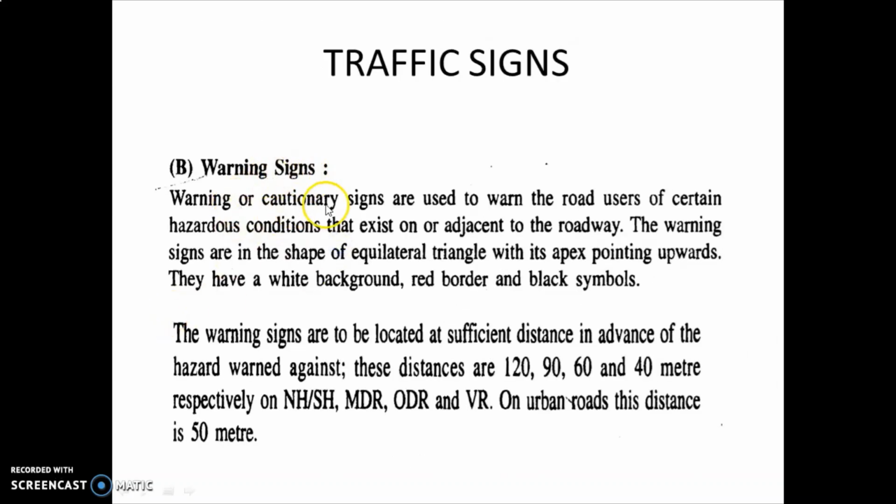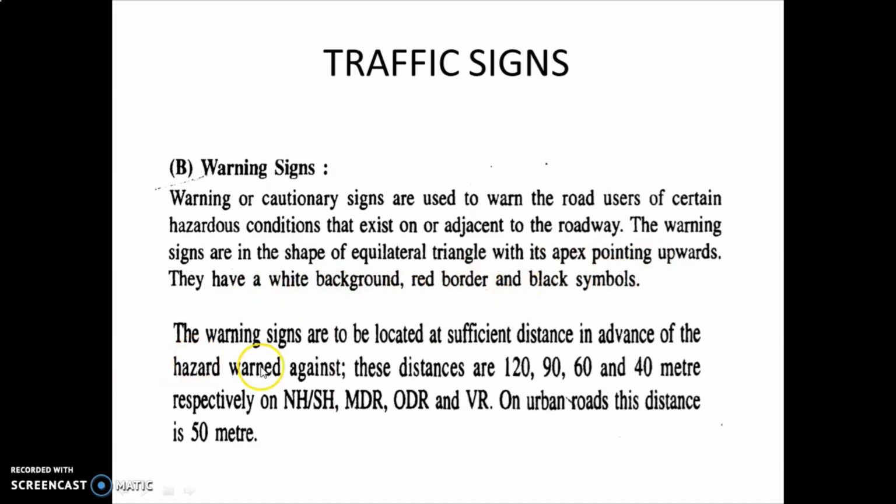Warning or cautionary signs are used to warn the road user of certain hazardous conditions that exist on or adjacent to the roadway. The warning signs are in the shape of an equilateral triangle with its apex pointing upwards. They have white background, red border and black symbol.